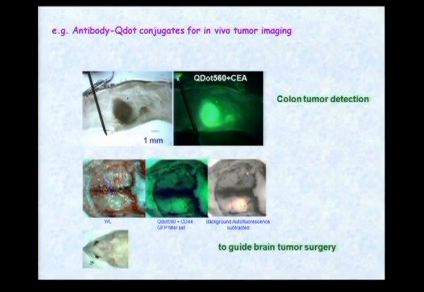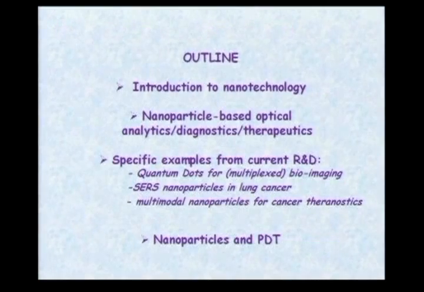And this was some work that we did to look at quantum dots in vivo, for example, in colon tumor detection in a mouse model, and in brain tumors as a contrast agent to guide brain tumor surgery. We haven't moved quantum dots to the clinic yet, but we're certainly using fluorescence brain tumor surgery in the clinic, and I'll talk about that on Friday. So, back to the outline.